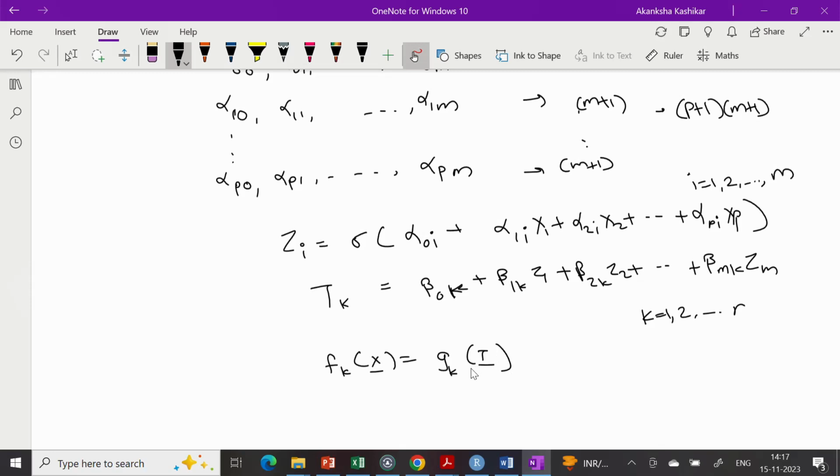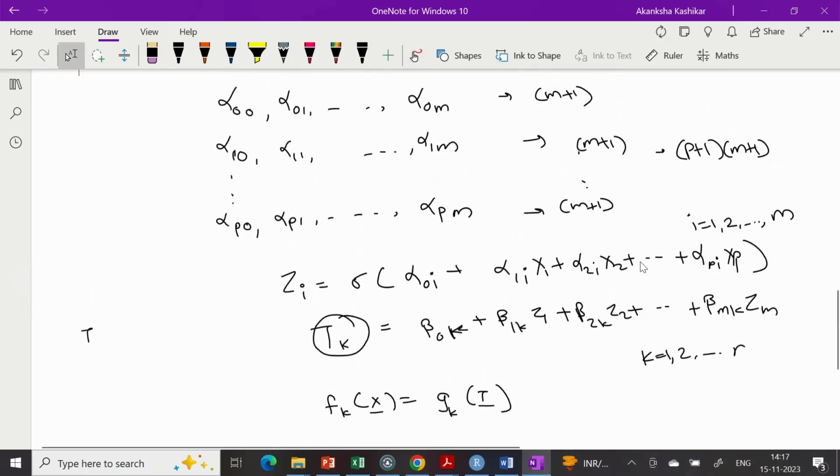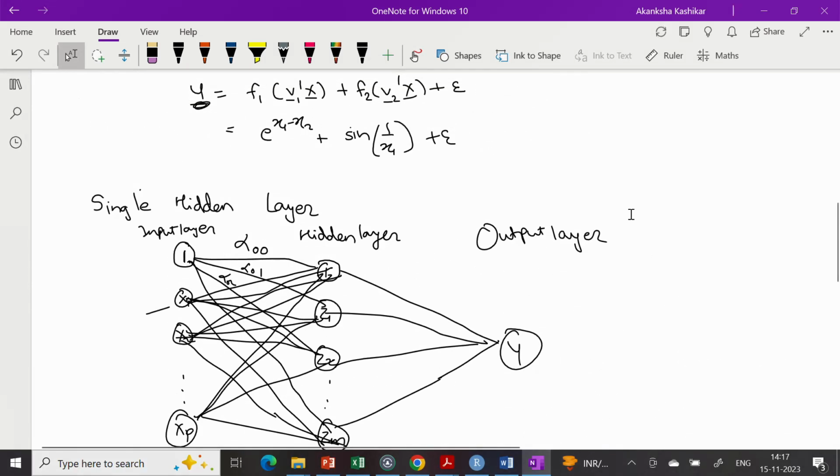Okay, now what is this activation function that we have to see, and what is this gk that also we have to see. So in a regression setup, generally we define only one t. In a regression setup we will have only one quantity t, which will be a combination of all these zi's. So betas will basically be weights for these.